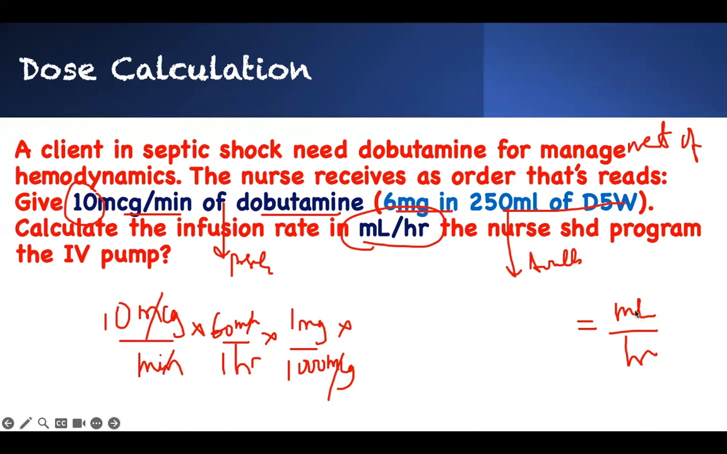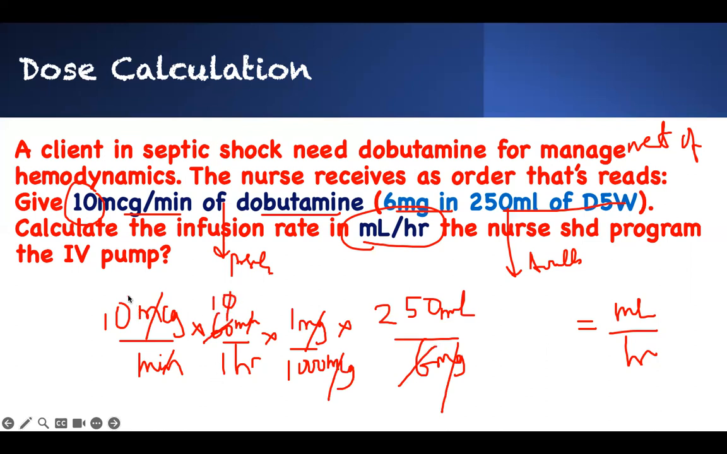Now I need ml over an hour. 6 milligram in 250 ml. I need to put the ml on top, 250 ml, right? ml on top, and put the 6 milligram down so that the 6 can cancel this. And you're done. You're just done. All you need to do is just do the calculation, right? The 6 here cancels the 60, and you're left with 10.